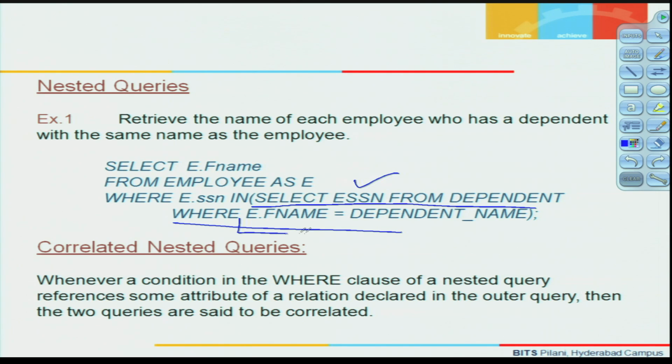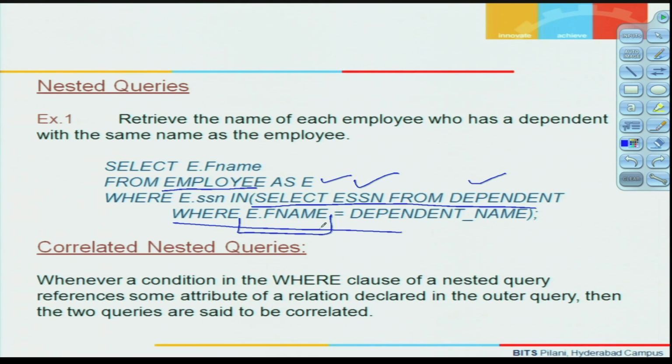This E dot F name is part of the outer query relation, that is employee. That is why E is an alias name given to the employee. E dot F name refers to the outer query employee relation's F name or first name. That means I will go to the dependent table and check whether a dependent name is the same as that particular employee's first name or not.